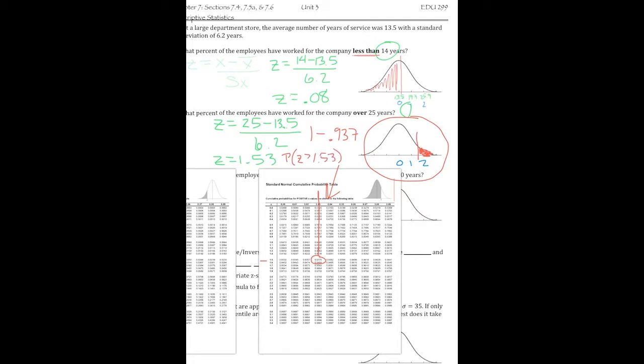So the probability our z is greater than 1.53 is 0.063. So you have a 6.3% chance of choosing somebody that has been working at the company greater than or over 25 years. 6.3%. When you look at your picture, does that look like 6% of the graph is colored in, is shaded? Your answer should be yes.